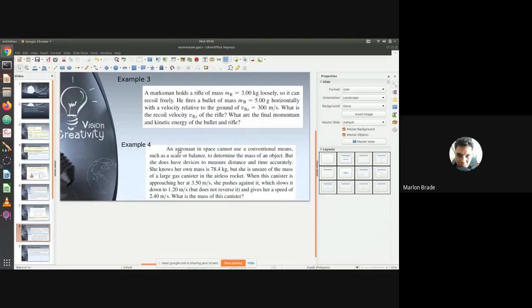But she is unsure of the mass of a large gas canister in the earliest rocket. When this canister is approaching her at 3.50 meter per second, she pushes against it. She slows it down to 1.20 meter per second. Okay. So what happened is, she doesn't know the mass of the canister, but the velocities she knows, since she has some device that can measure velocity.